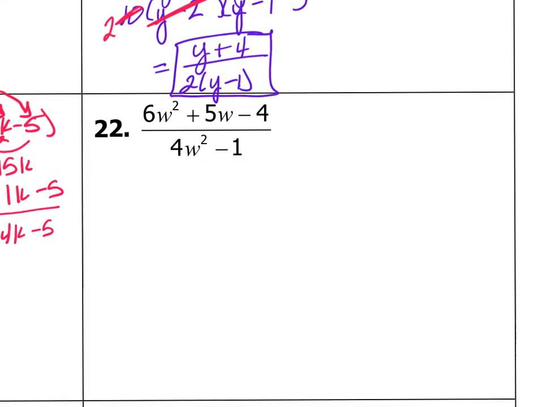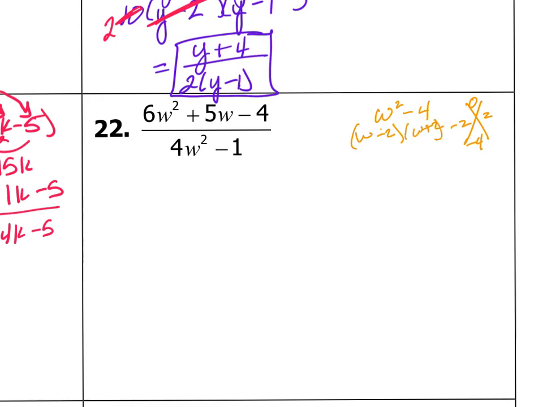So here we go for 22, a little bit harder. So there's nothing to take out of the top. I'm going to start with the bottom. 4w squared minus 1 would be factored very similarly to w squared minus 4. So what would that be? Well, that would be the same as saying what multiplies to be negative 4 and adds to be 0. Well, negative 2 and 2, right? So that would be w minus 2 and w plus 2.